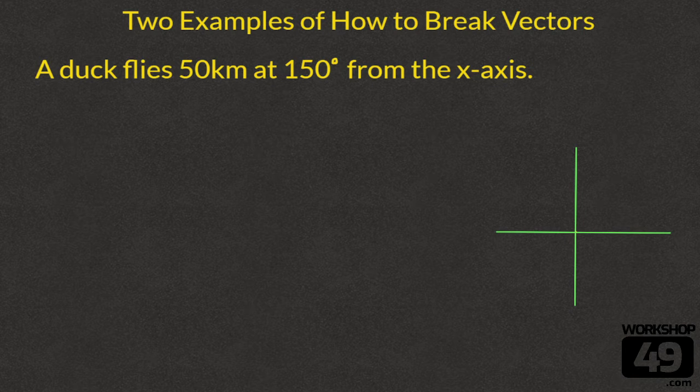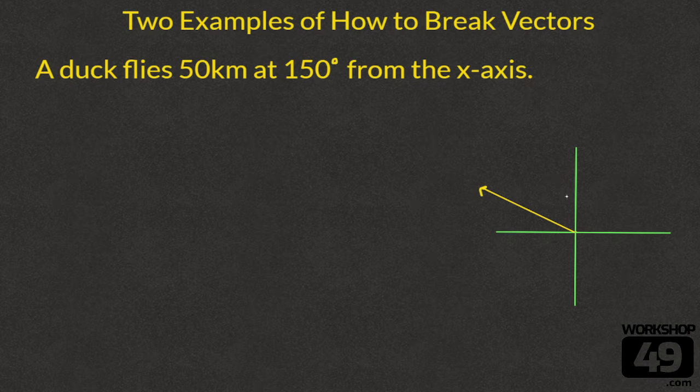Hey everyone! In this video, we're going to be looking at two examples of how to break vectors. So we have a question up here that says a duck flies 50 kilometers at 150 degrees from the x-axis. And we can kind of approximate where that vector would be to look at. About 150 degrees is maybe-ish there.